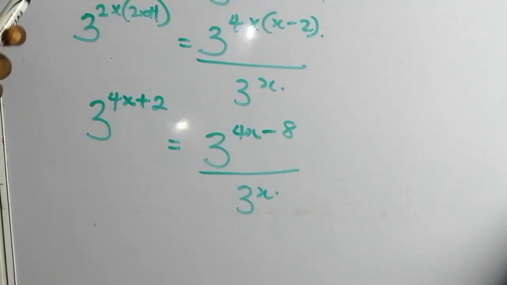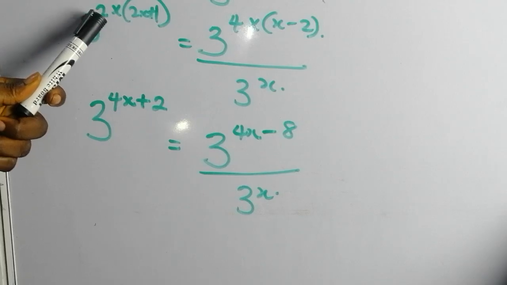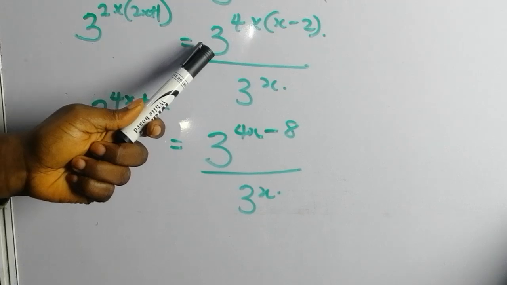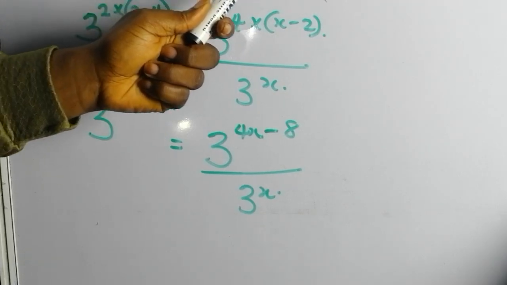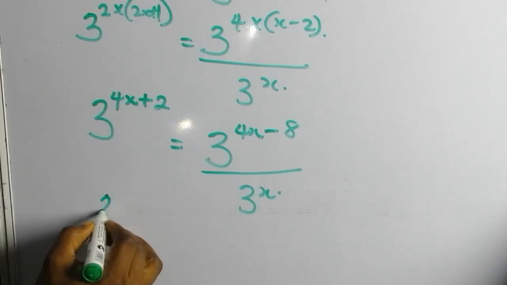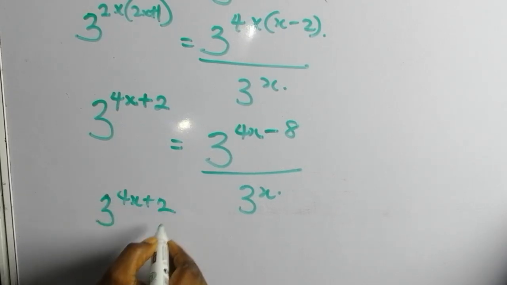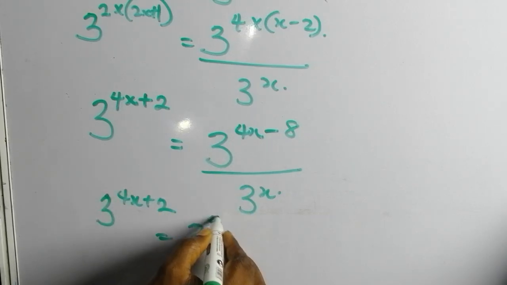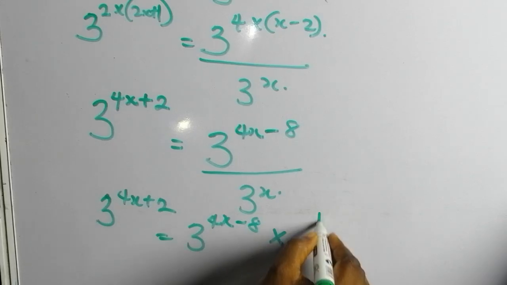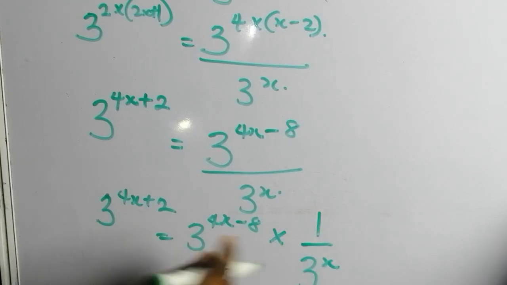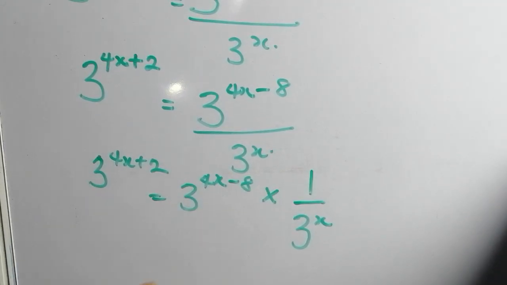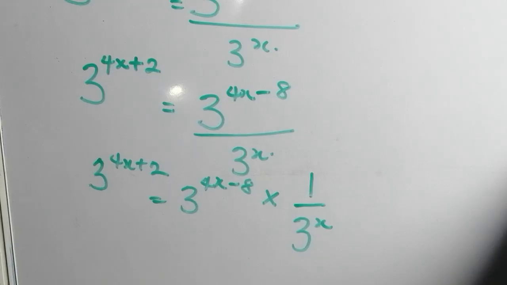So what I did here was just to remove this long bracket and times 2 with 2x plus 1. The same thing here. Remove the long brackets. That's what I did here, and times 4 with x minus 2. So then at the end of the day, you now have 3 raised to the power 4x plus 2. Don't forget, this one is saying 4x minus 8 times 1 over what? 3x. Don't forget, 3 raised to the power 4x minus 8 times 1 over 3x is still the same thing.